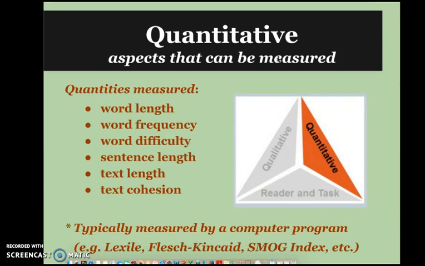So first off, we're going to start with quantitative. Just a quick review: quantitative are the aspects of a text that can be measured, and they are very based in the text. Here's a little review of some of those aspects. Feel free to pause and review those if you'd like.